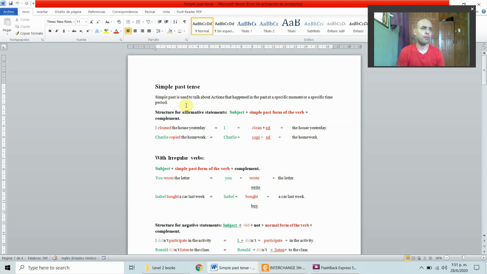We are going to talk about an action, something that happened at a specific moment or a specific time period, and this has no connection with the present. And this period, this moment, or this sentence has no connection to the present. For example, something that happened yesterday, something that happened last week, last month, last year, on a birth date, or for example, the Independence Day. That's a specific moment on a specific day.